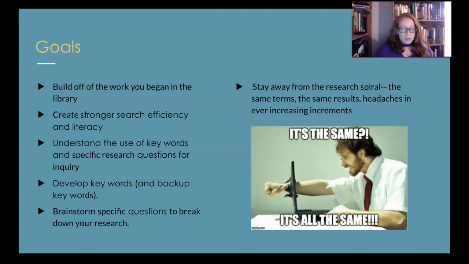To again brainstorm specific questions to break down your research, so to build off of what you started in the lab with the library activity, and to stay away from the research spiral where you're searching the same terms and getting the same results, and lots of headaches that come in ever-increasing increments as you search for the same stuff over and over again and get the same results and the same information.